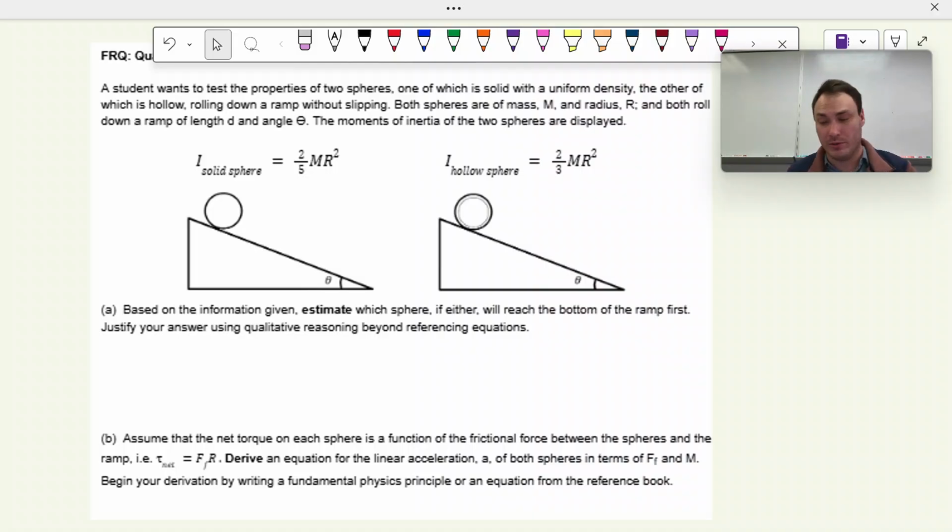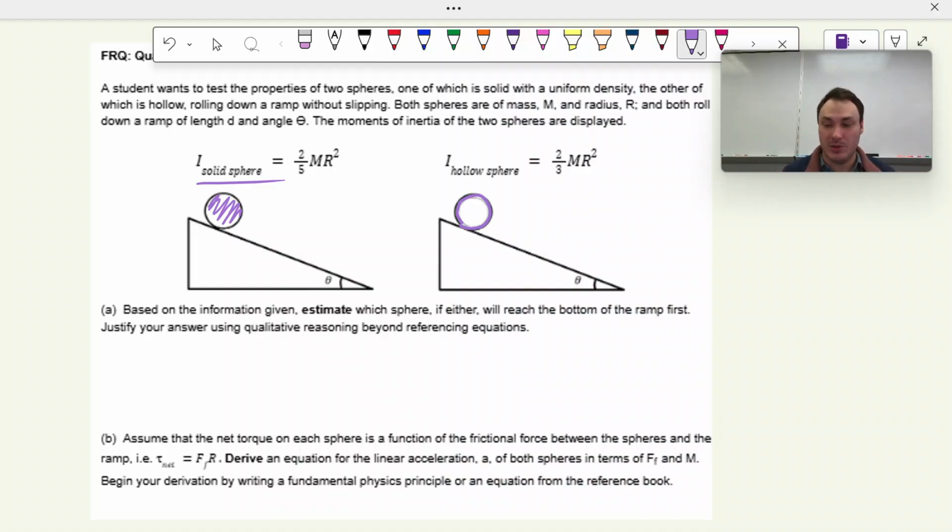Justify using qualitative reasoning. So we have a solid sphere, and we have a hollow one. The one that's going to reach the bottom first is the solid sphere. We've seen this demonstration before with discs. We've seen a disc and a hoop roll down a ramp, and the disc got down the ramp first.